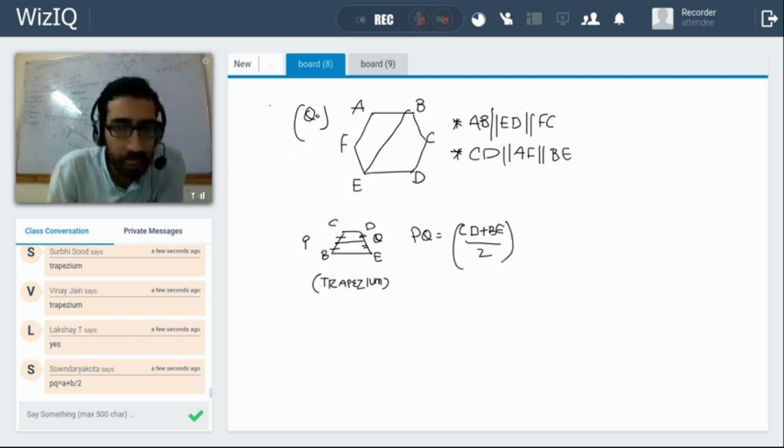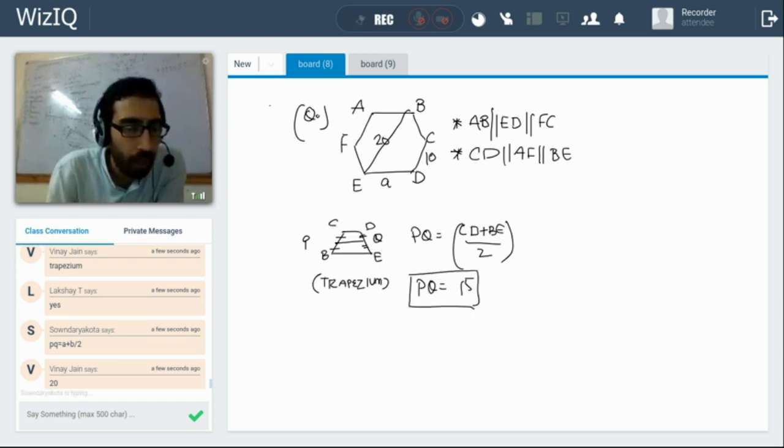If CD, which is the side of the hexagon, has been given to be 10, what will BE be equal to? 20. We had covered that if this side of the hexagon is A, then this straight line EB or AD or FC is 2A. So if A is 10, EB will be 20. And thus PQ, Saundarya, I hope that answers your question. PQ will be equal to (10 plus 20) by 2, which is 15.